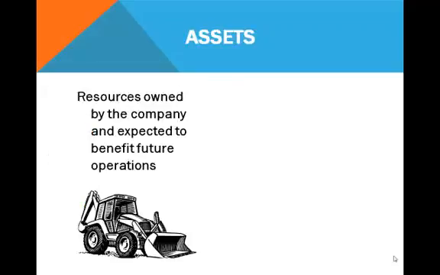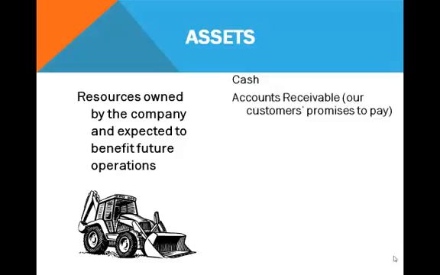Now let's review a little bit. You already know these definitions from Chapter 1. Resources owned by the company and expected to benefit future operations are assets. Here's a listing of some common asset accounts we're likely to find in all businesses.